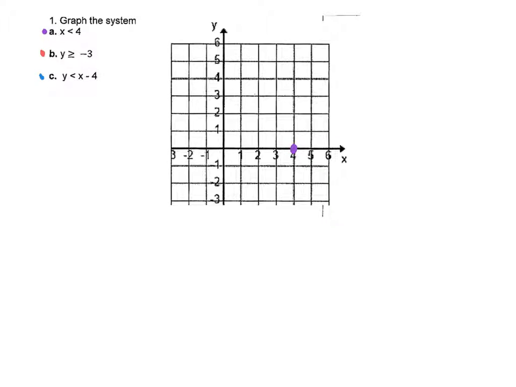You said vertical. So is this going to be a solid line or a dotted line? Dotted line. So make your dotted line. I am making my line very thorough. I am making it long because I don't know where the other lines are going to be. And now it's time for me to shade. X is less than 4. So where's less than on this purple line? Here, when less is left.